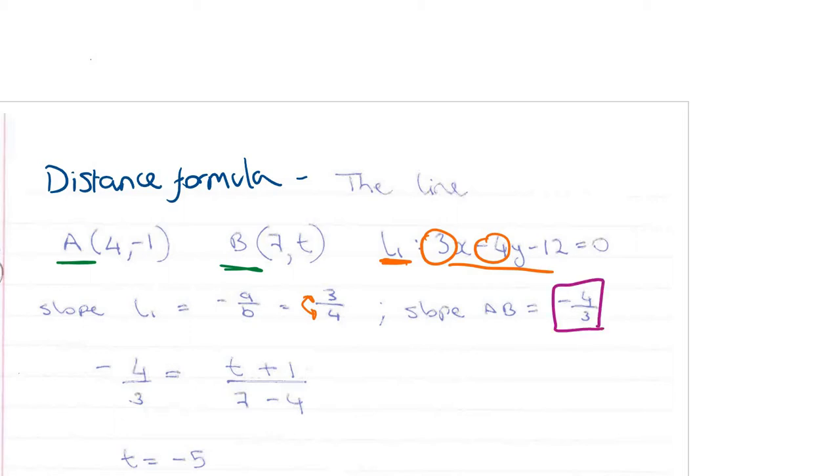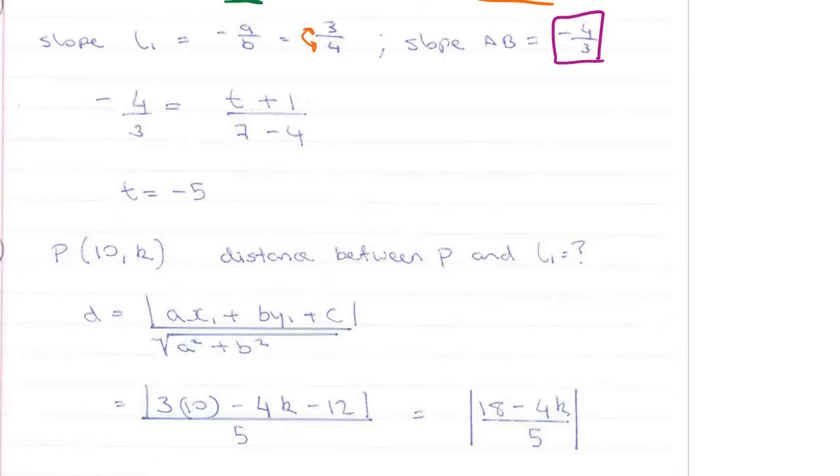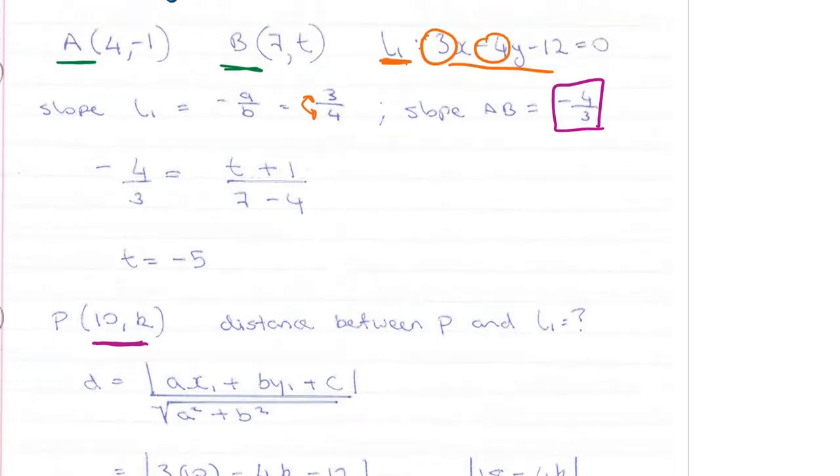So the slope of AB then is minus 4 over 3. Well, if the slope of AB is minus 4 over 3, that means the difference in the y's over the difference in the x's is minus 4 over 3. So rearranging this equation, we're left with t is equal to minus 5. So this next part of the question deals with the distance formula. You're asked to find, in terms of k, the distance between this point, which we're not given its y value, and the line L1, which we dealt with in the first part of the question.